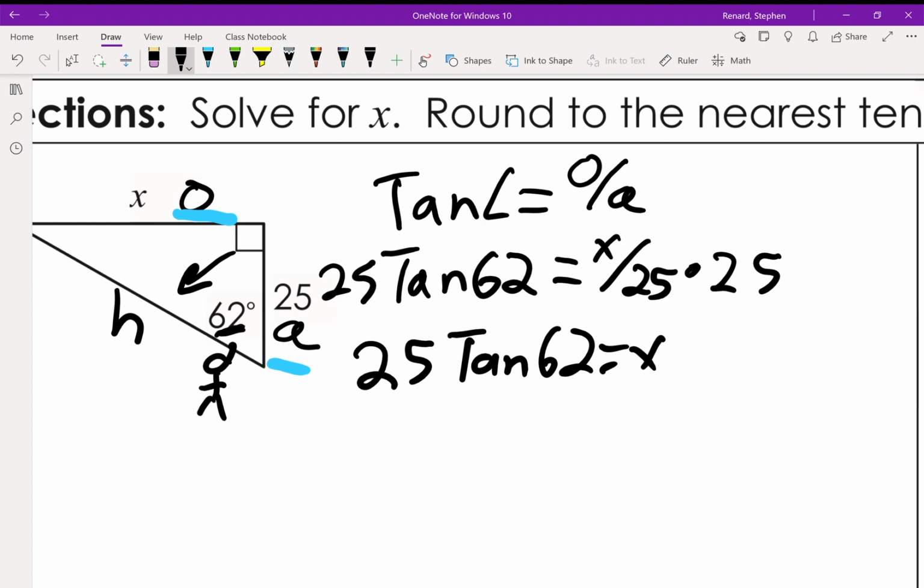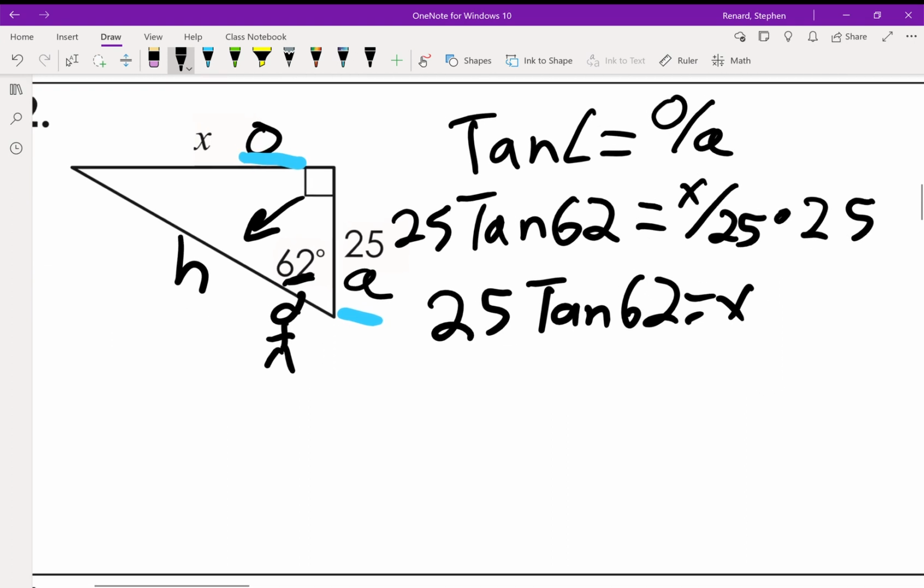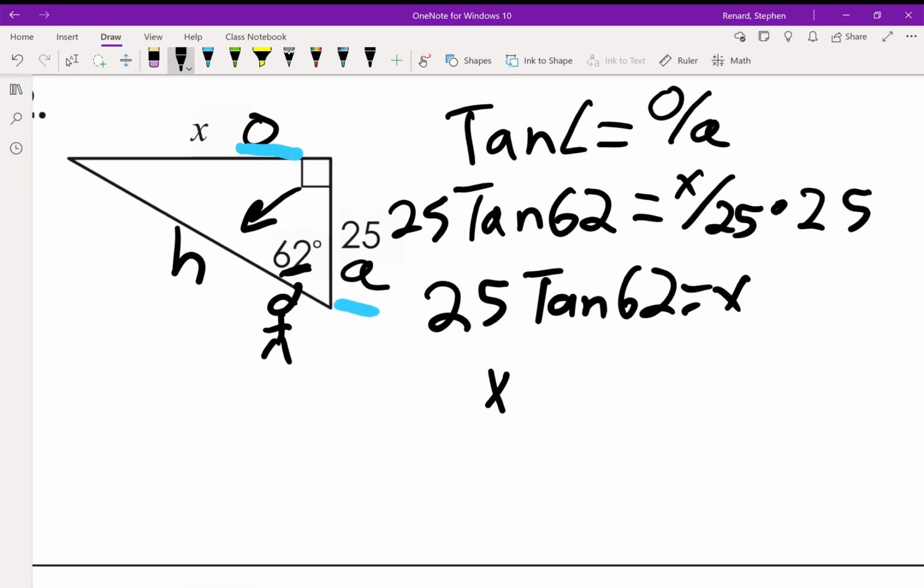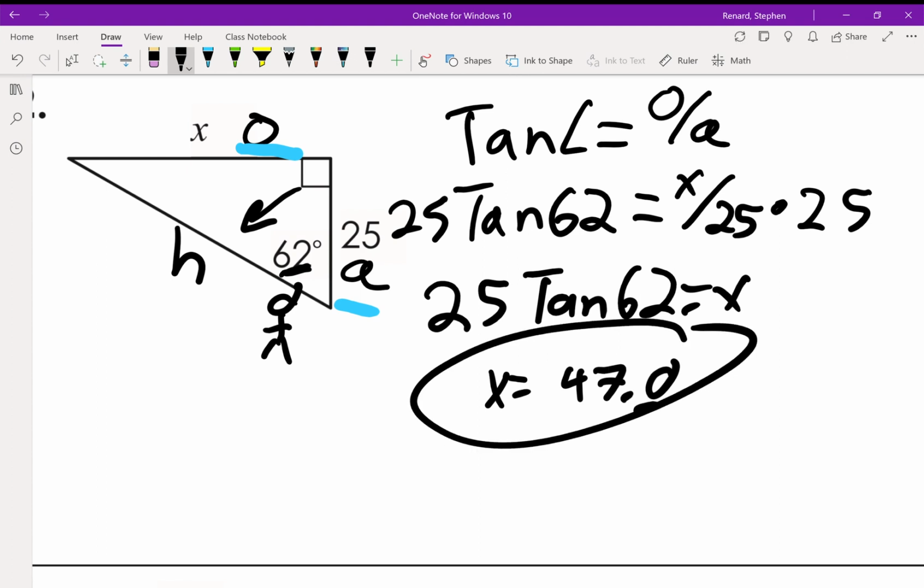And we get 47.018. Now this says we're rounding to the nearest tenth. So x is going to be 47.0. Because we're rounding to the nearest tenth, we want to keep that 0 in there. We don't just say 47 if it asks for tenths. We put that 0 in there.